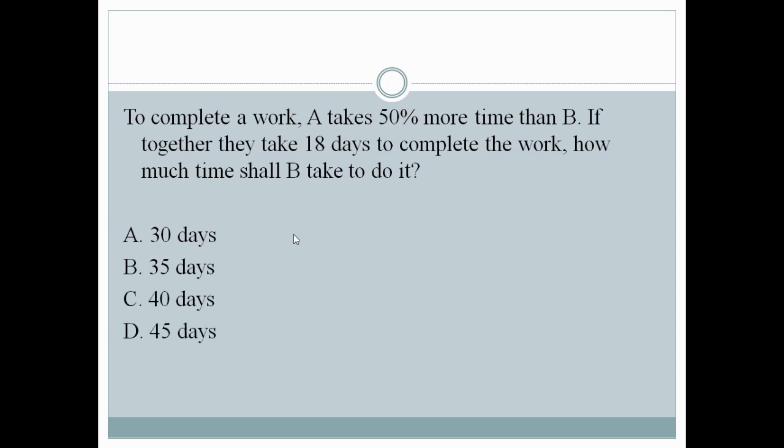So it is given that A takes 50% more time than B. So the time ratio, we know that if A takes twice the time of B, then the time ratio is 1:2. So same here, 50% more than B, so A equals 150% of B, which means the time ratio is 2 by 3. So let us go to the discussion part and let's discuss it.